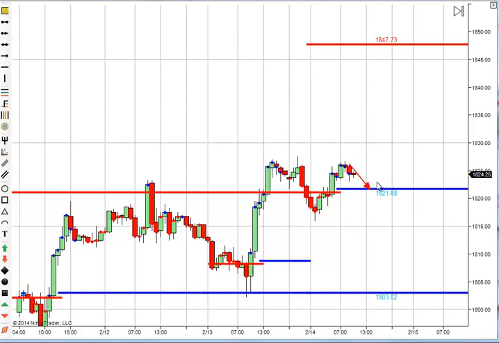If we come down here, create a base, but not violate this 1821 to the downside, then I'm going to be looking to put on some call options with the objective of taking this trade up to this 1847 area.